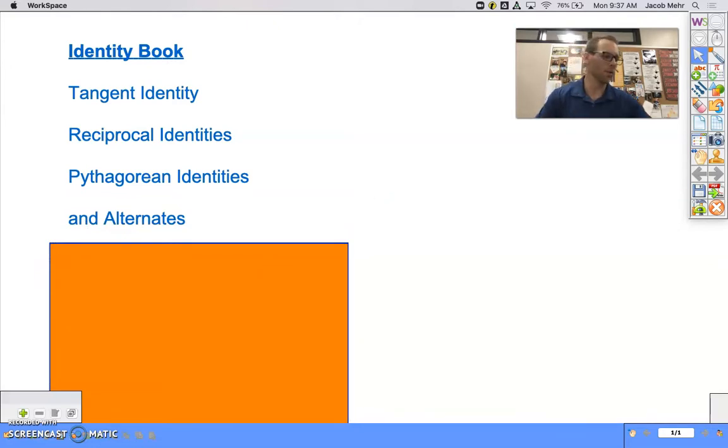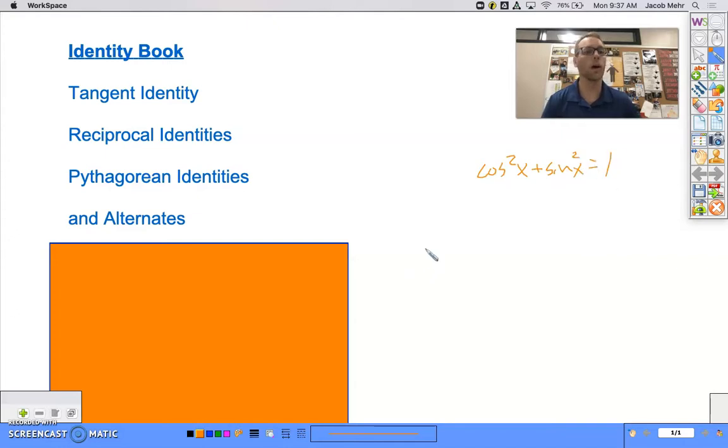So for example, we know that cosine squared plus sine squared equals 1, but it has alternate identities such as cosine squared equals 1 minus sine squared and sine squared equals 1 minus cosine squared. Up to you if you want to write those down. Maybe you feel comfortable just mentally doing that. If you want to put them on there, that is allowed.